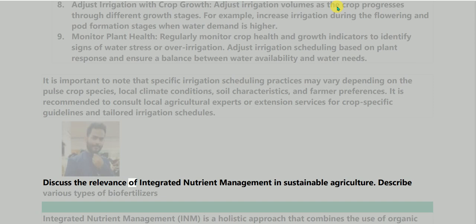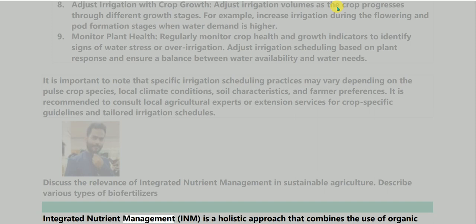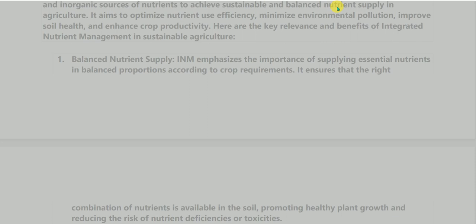Discuss the relevance of integrated nutrient management in sustainable agriculture. Describe various types of biofertilizers. Integrated nutrient management, INM, is a holistic approach that combines the use of organic and inorganic sources of nutrients to achieve sustainable and balanced nutrient supply in agriculture. It aims to optimize nutrient use efficiency, minimize environmental pollution, improve soil health, and enhance crop productivity.